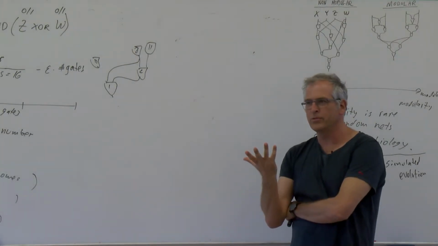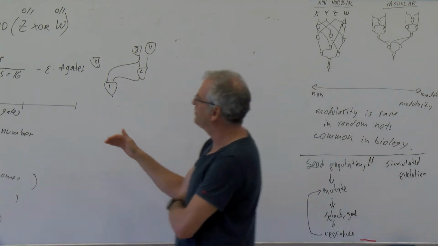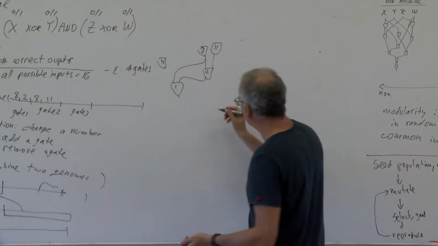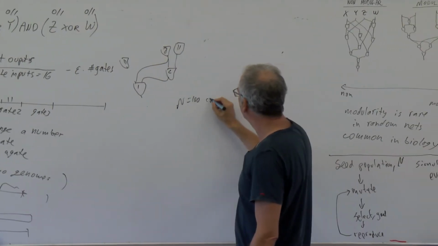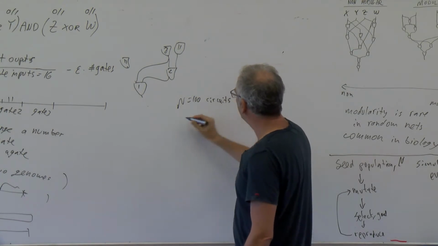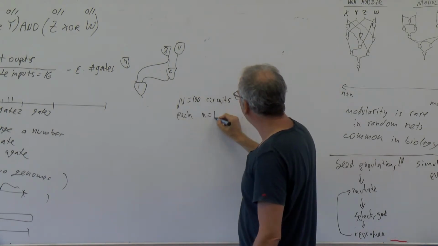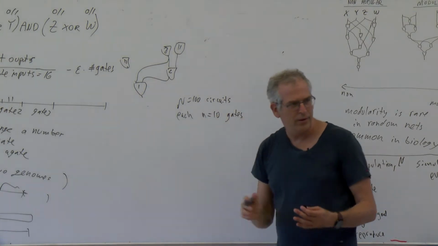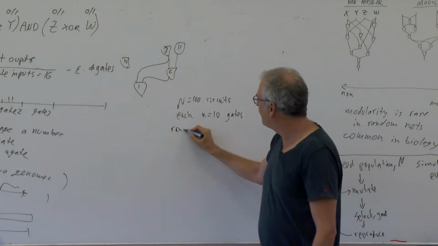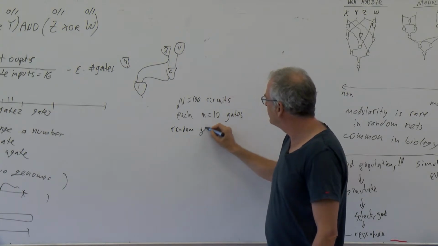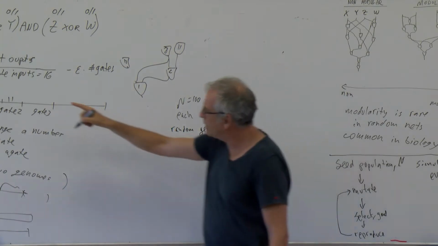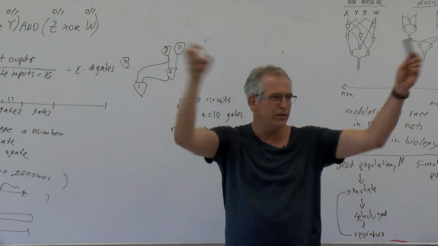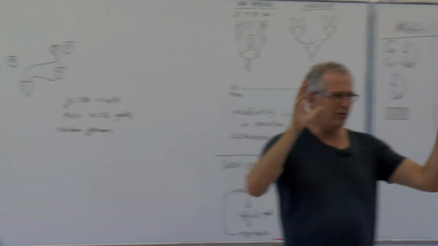Okay, so how does the simulation work? You start with, let's say, n equals 100 circuits. Let's just say, each with 10 gates, or 20 gates, or 30, doesn't matter. And random genomes. So for each gate, I choose 2 gates at random, and I get 100 random circuits.